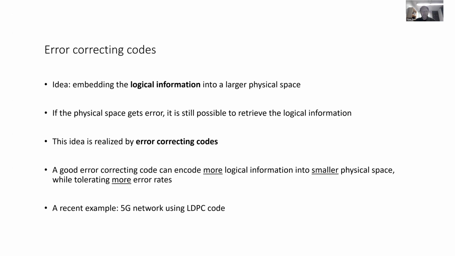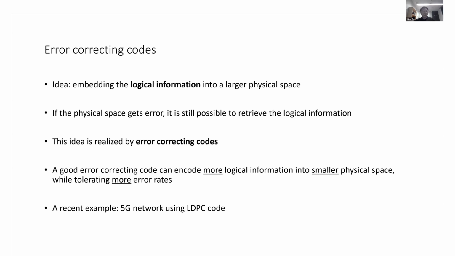So the idea of, generically speaking, an error correction code is that you embed the logical information, that is the information that you want to keep, into a larger physical space. So for example, you could store 1 qubit into 3 qubits, or 1 bit into 10 bits.